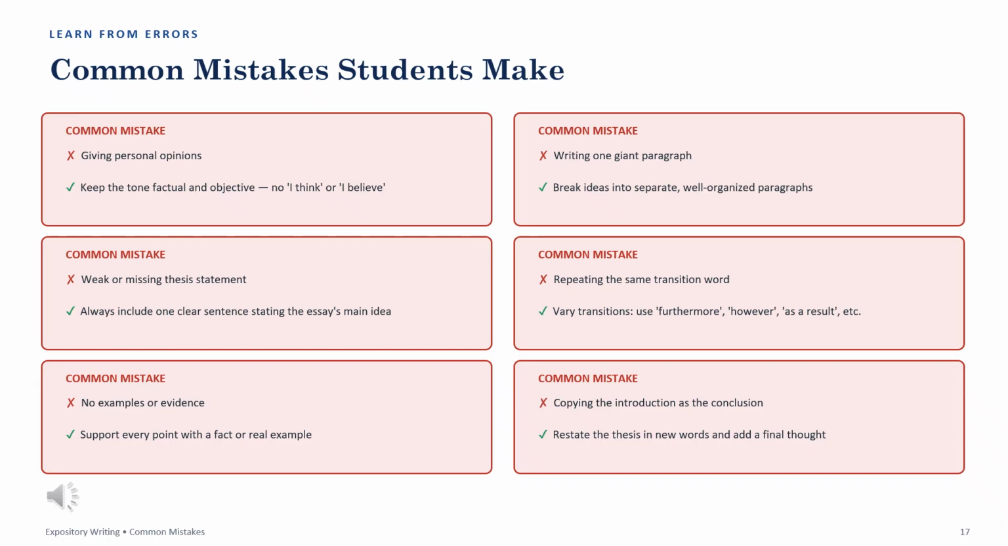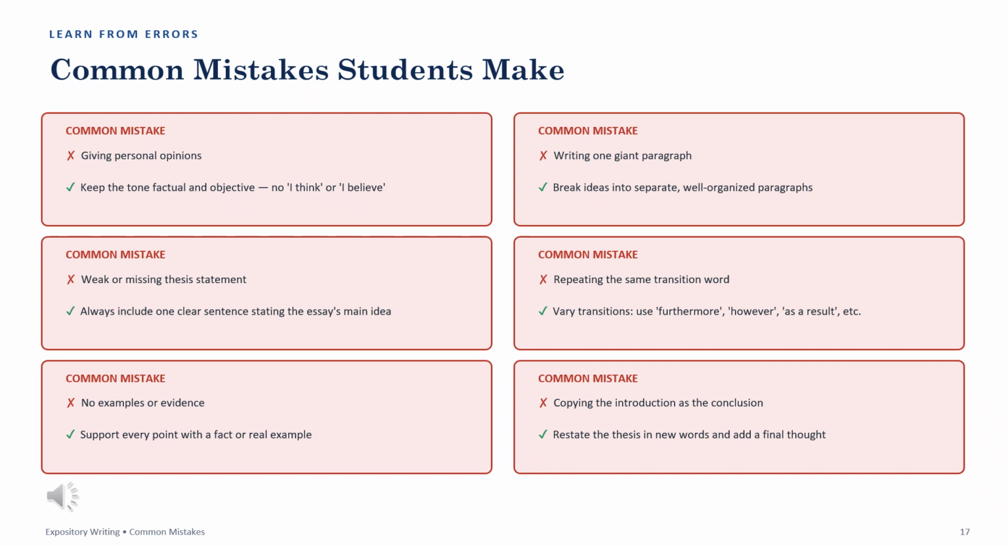We can learn a lot from mistakes. Let's look at the most common errors students make and how to fix them. Mistake 1. Giving personal opinions. The fix? Keep your tone factual and objective. No I think or I believe. Mistake 2. Writing one giant paragraph. The fix? Break your ideas into separate, well-organized paragraphs.